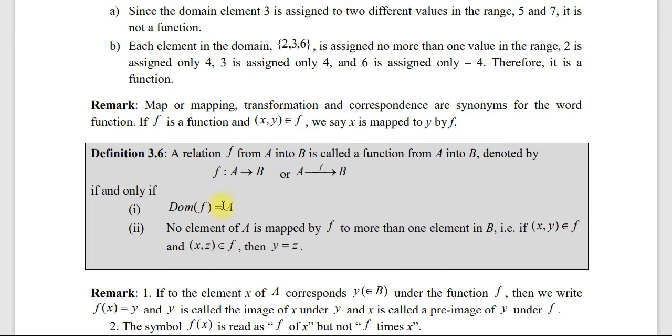one, the domain of f is equal to A, and second, no element of A is mapped by f to more than one element in B. Therefore, if (x, y) is an element of f and (x, z) is an element of f, then y is equal to z. This definition is mainly given to make the concept of function firm. What does it mean that no element of A is mapped by f to more than one element in B?